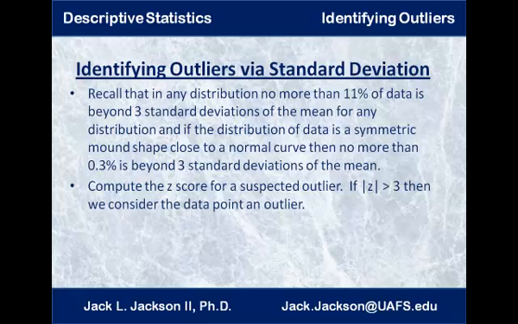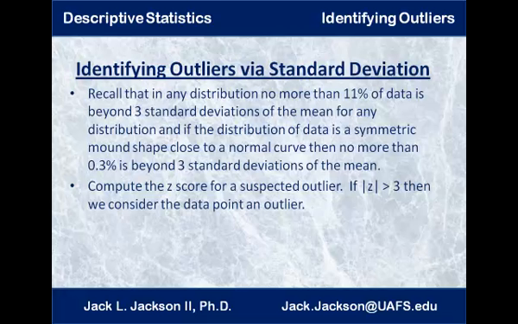And we also know if the distribution of the data is symmetric, mound-shaped, in other words, if it's close to a normal curve, then for a normal curve, no more than 0.3% is beyond 3 standard deviations of the mean. So if the data is mound-shaped and symmetric, somewhat like a normal curve, you would expect something around that level. So anything that's beyond those 3 standard deviations is going to be considered an outlier.